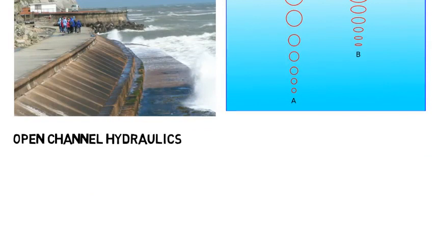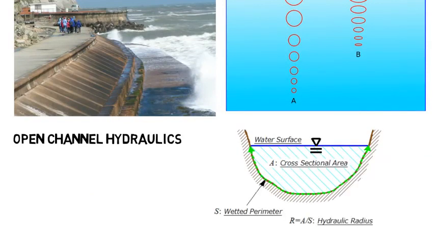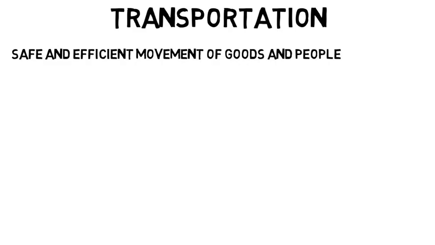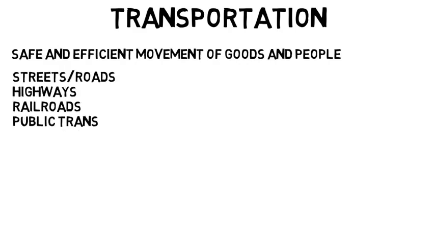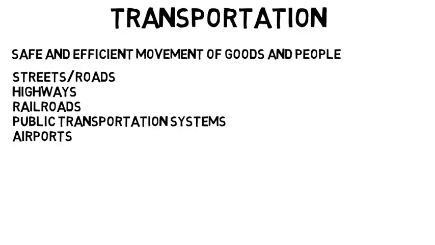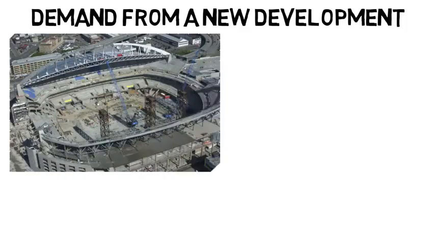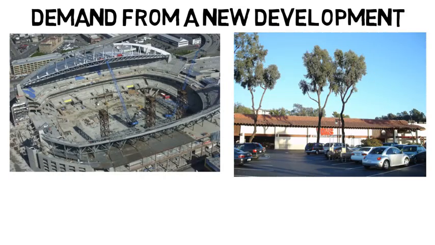Or open channel hydraulics, which is about fluid flow in an open channel as opposed to a closed channel or pipeline. And last is transportation engineering. This is about safe and efficient movement of goods and people. These are the engineers who design streets, roads, highways, railroads, public transportation systems, and even airports. So maybe this engineer has to look at the kind of demand from a new development, whether it's a new stadium in your city, all the way to a new grocery store in a new location. This is going to cause new types of traffic throughout the area.